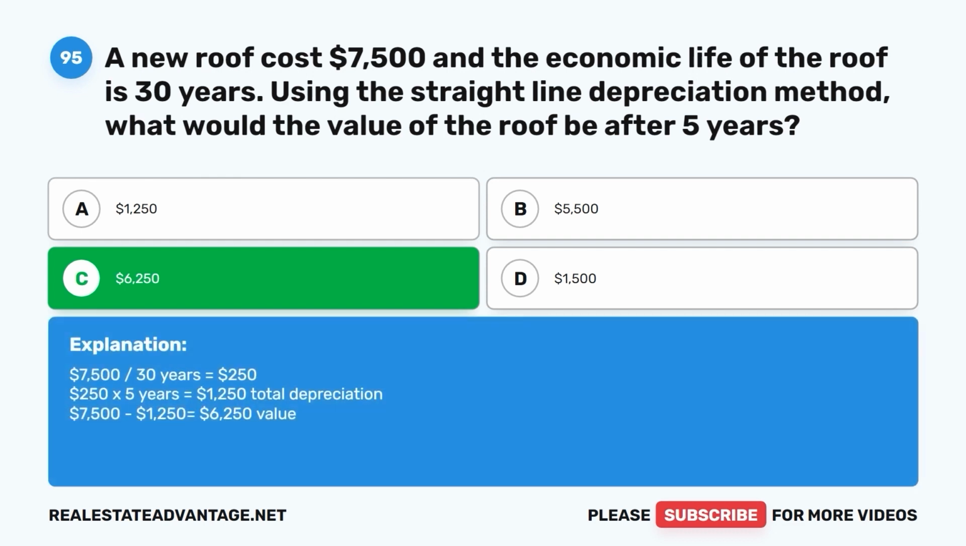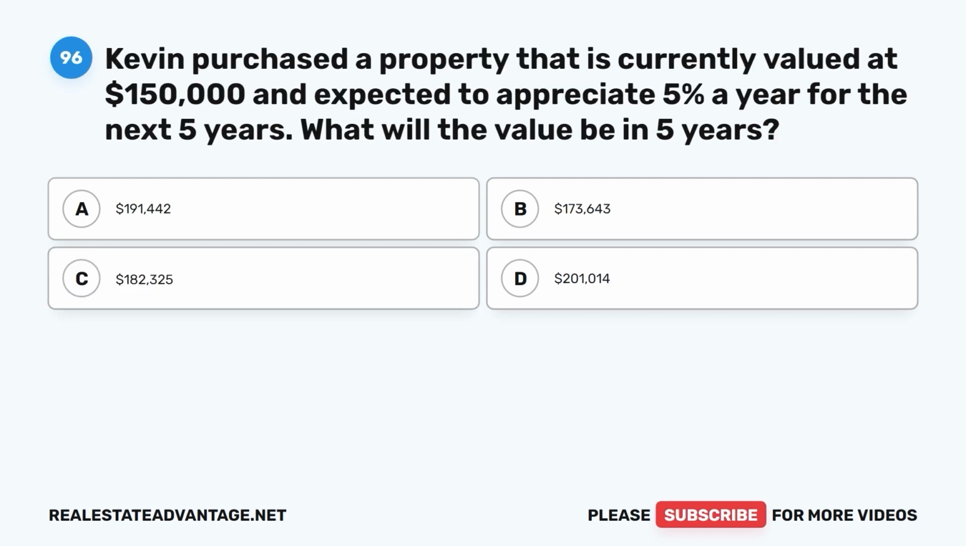$7,500 divided by 30 years equals $250. $250 times 5 years equals $1,250 total depreciation. $7,500 minus $1,250 equals $6,250 value.